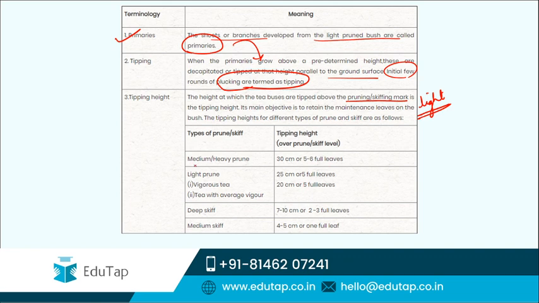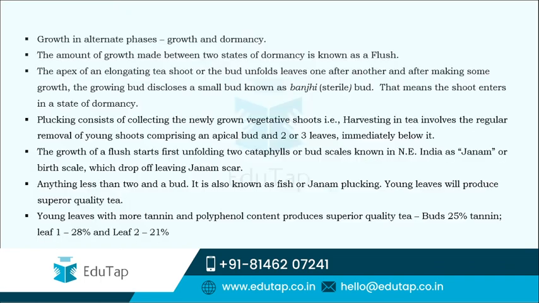And here, as you can see, for medium or heavy pruning, it is 30 centimeters. Light pruning in vigorous tea plantations, it is 25 centimeters, or for average vigor, it is 20 centimeters or 5 full leaves. Deep skiffing 7 to 10 centimeters, medium skiffing 4 to 5 centimeters. All this we have already seen once during one of our sessions.